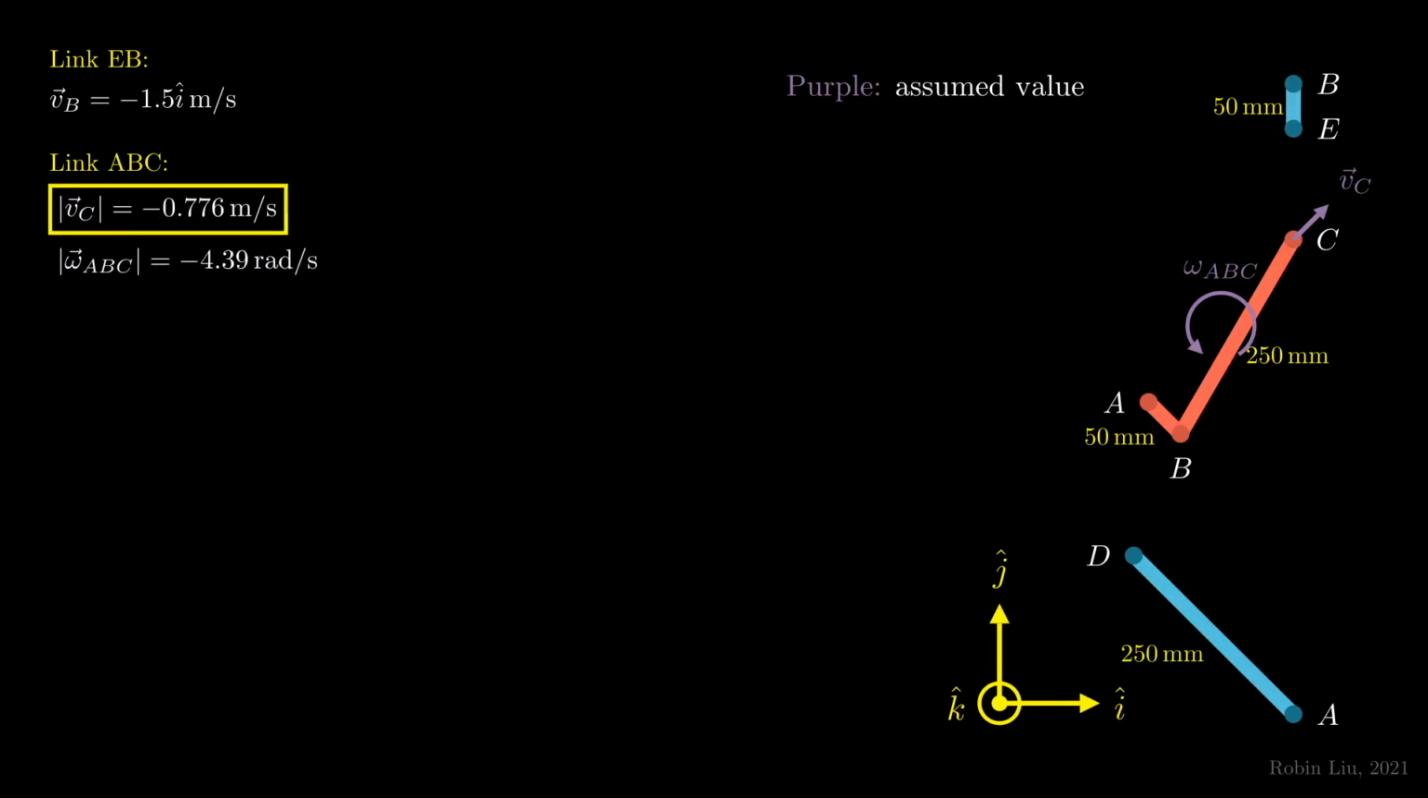Since we found that the magnitude is negative, it means that our initial assumption about the directions of these two vectors were wrong. Point C is actually moving down the slot, and the link is rotating clockwise.